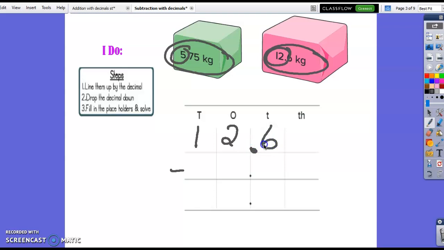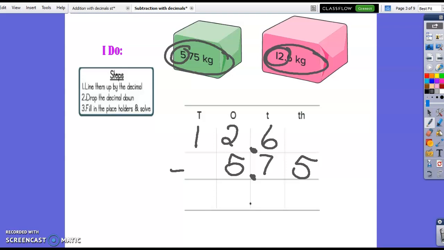I have 6 tenths. Then underneath that, I have 5 ones. So watch as where I put that. 5 ones. I'm lining up the decimals and 75 hundredths. So we lined them up by the decimals. My larger place value number is on the top.